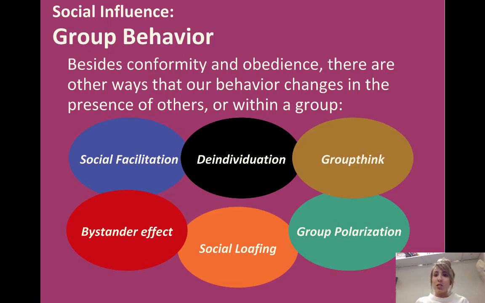Today we are continuing to learn about social influence. If you remember in our last video, we talked about conformity and obedience, right? So, when and why do we adjust our behavior in the presence of others? Today, I want to talk a little more about group behavior, specifically behaviors that happen only when human beings are in a group setting. We're going to talk about six different types of group behavior.